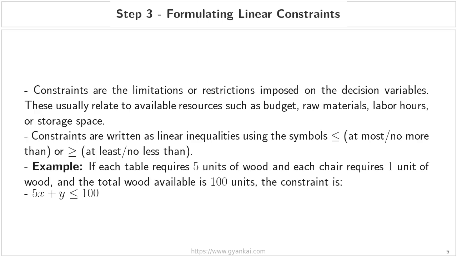Let's look at a concrete example to see how this works in practice. Suppose we are back to our production scenario. If each table requires 5 units of wood and each chair requires 1 unit of wood, and we know that our total supply of wood is limited to a maximum of 100 units, how do we write that? We take our decision variables from step 1, where x represents tables and y represents chairs, and multiply them by their respective resource usage. This gives us 5x plus y.